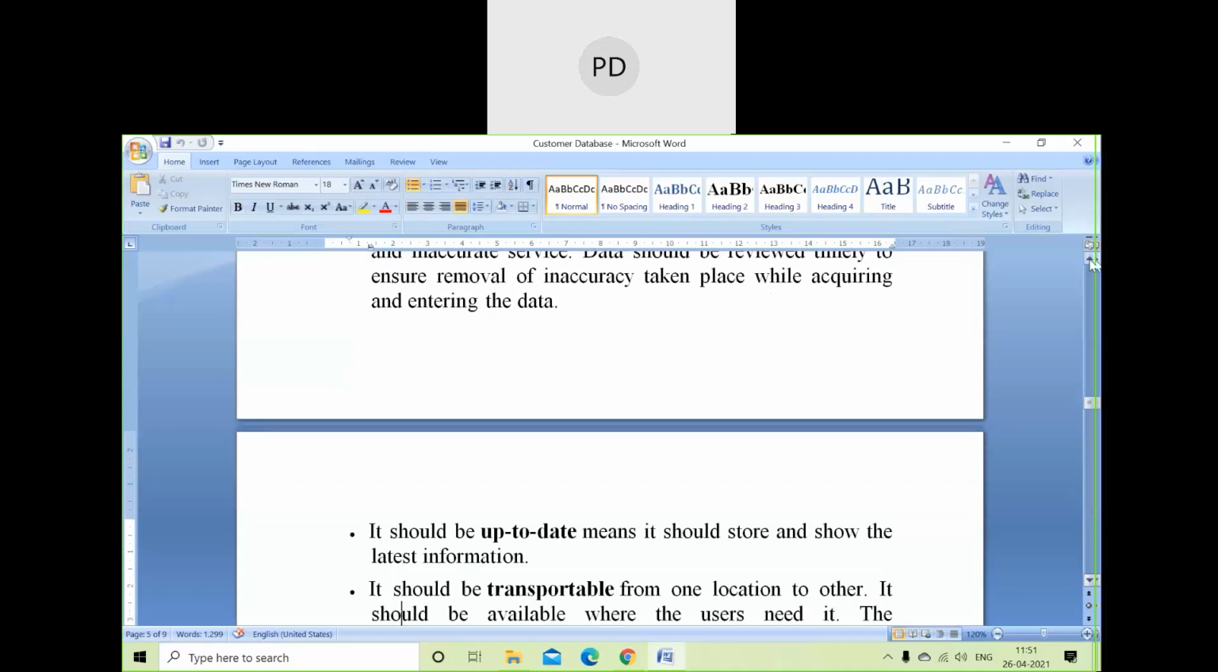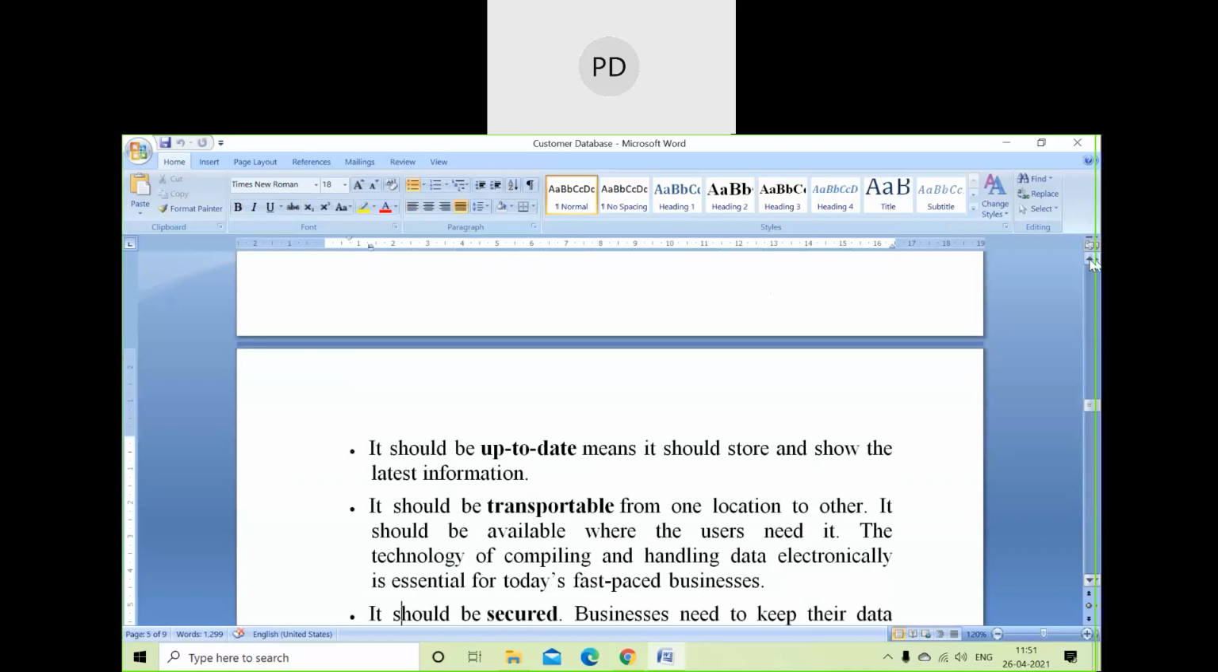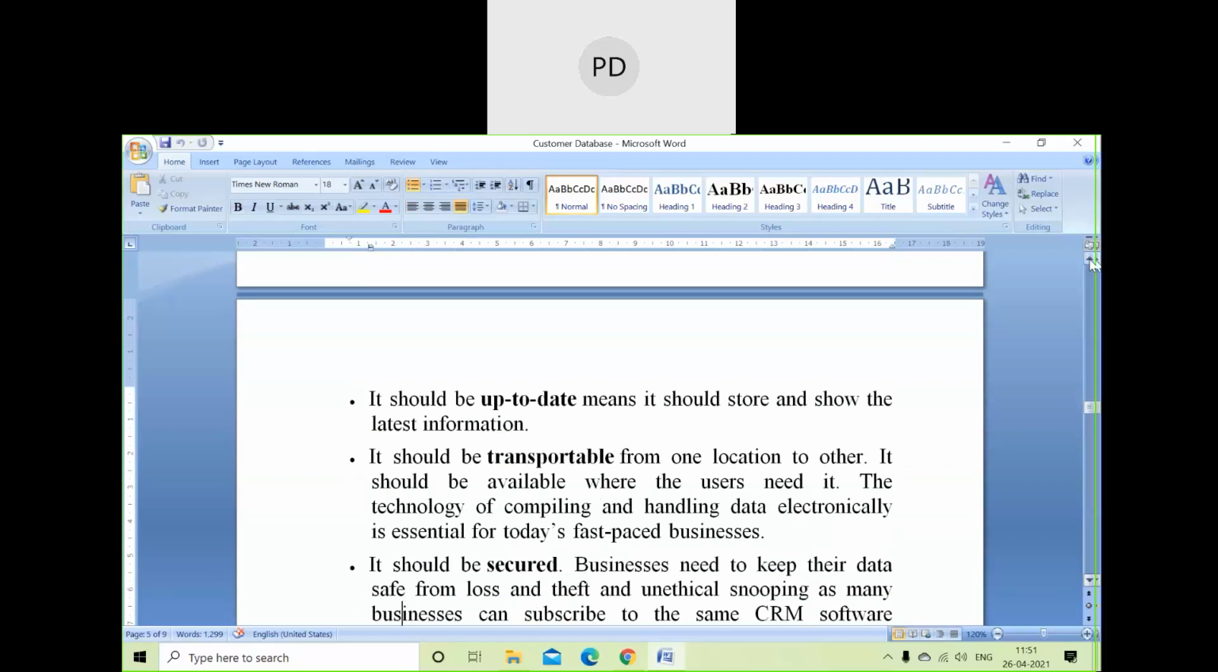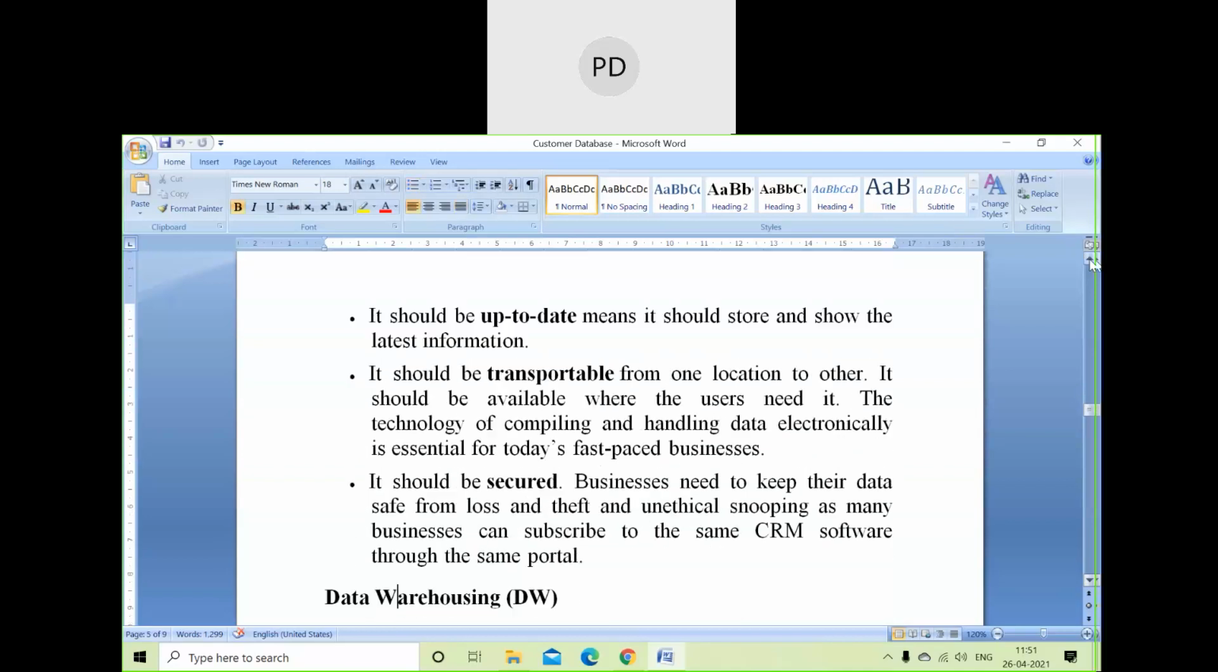So next is it should be up to date. We talked earlier also, whatever information is not needed and is not serving any purpose should be deleted, and the updated information should be kept for the customers. And next is transportable. It is the same thing. It is like shareable; it has to be shareable and transportable from one location to another location.